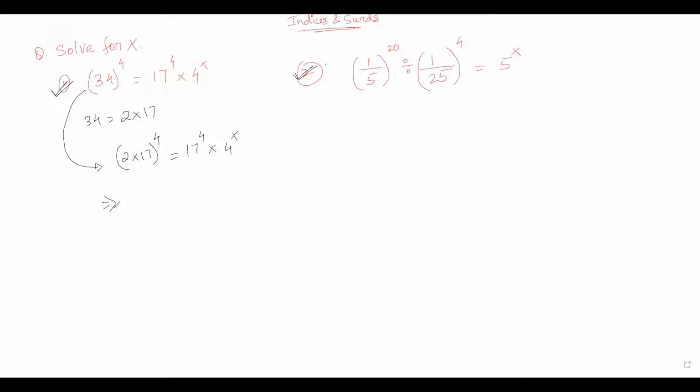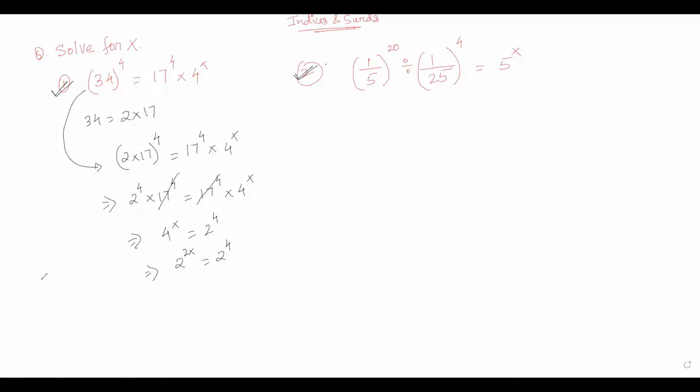So using the rules of indices, this can be broken down as 2 raised to power 4 times 17 raised to power 4 equals 17 raised to power 4 times 4 raised to power x. Now 17 raised to power 4 and 17 raised to power 4 can be cancelled from both sides. So this would be 4 raised to power x equals 2 raised to power 4. Again, 4 can be written as 2 square, so 2 raised to power 2x equals 2 raised to power 4.